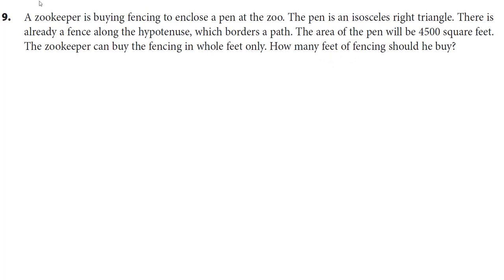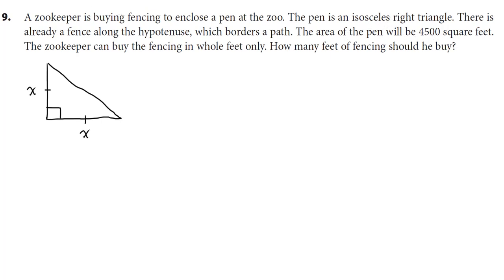So we're dealing with an isosceles right triangle, which looks kind of like this. Now, if it's an isosceles right triangle, that means that these two sides are both the same measure, even though I didn't do a great job of drawing it here. So the height of the triangle measures x, and the base here also measures x. And this is the hypotenuse, which we already have fencing for, so we only need fencing for here. And they tell us the area of the pen is 4,500 square feet.